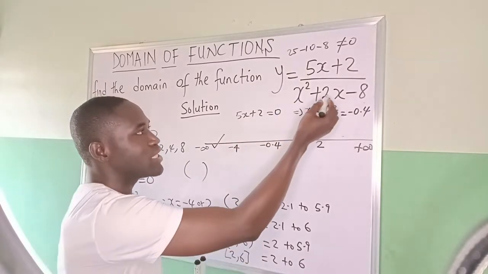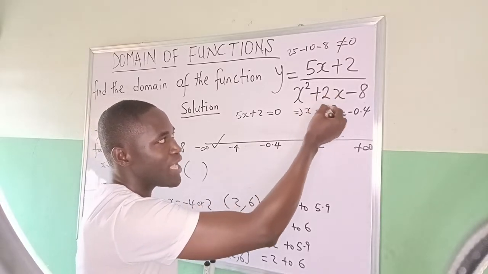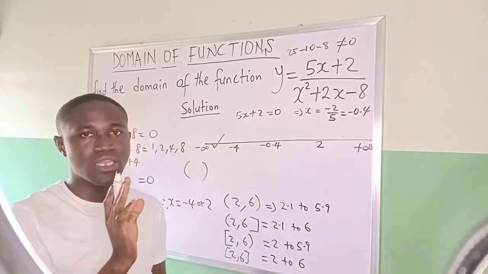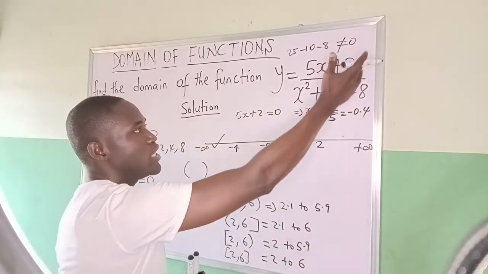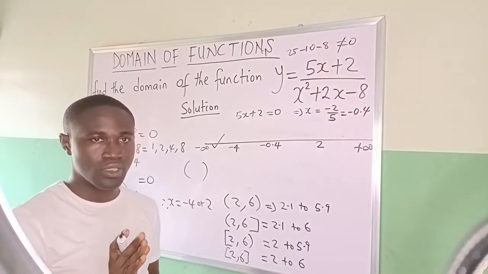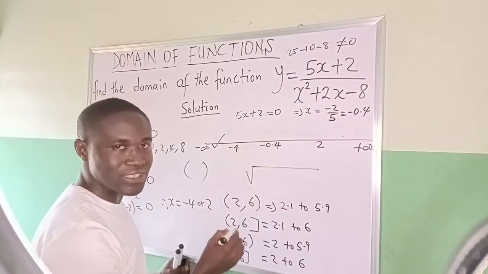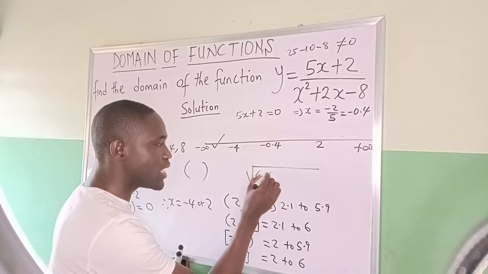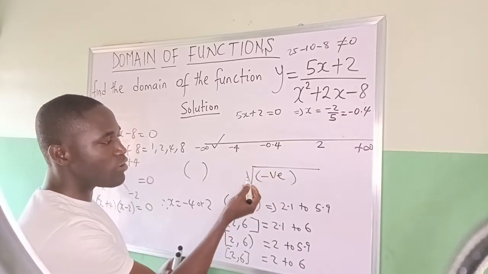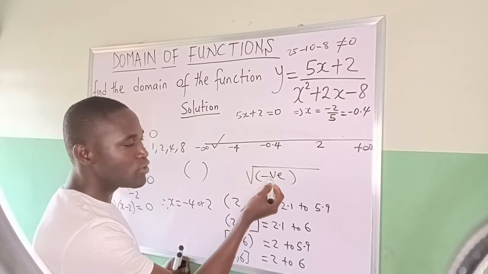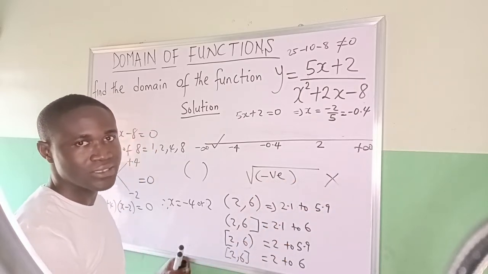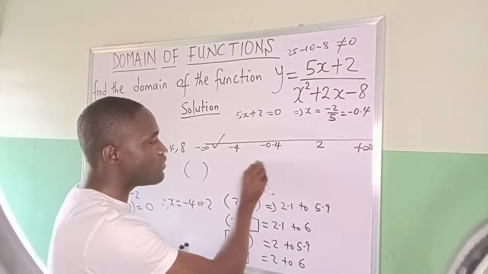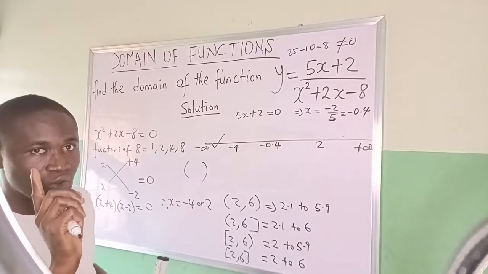I am considering the fact that the denominator is 0. Any value you put here that gives you 0 will be the undefined part, because here we have a fraction. If we were having a square root, for instance, what we'd be checking is which values of x will make it negative. Those would be the undefined part. But here it is a fraction, so we are considering any values of x that will make the denominator 0.